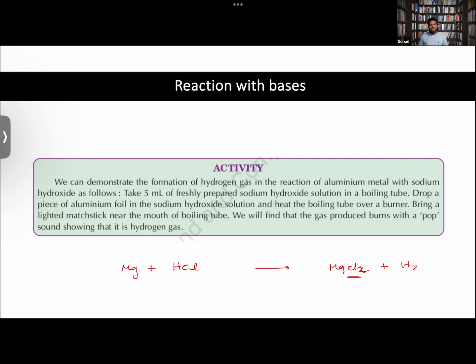So there are some metals which will be reacting with bases to form salt and hydrogen gas. I'm wondering why others haven't joined today. Apart from you, none has joined today, right?